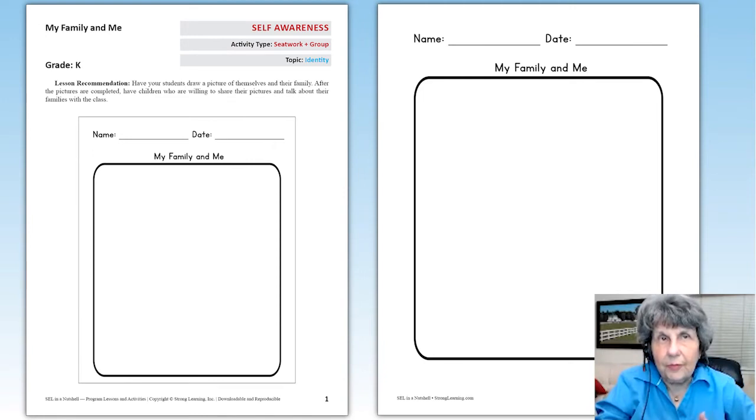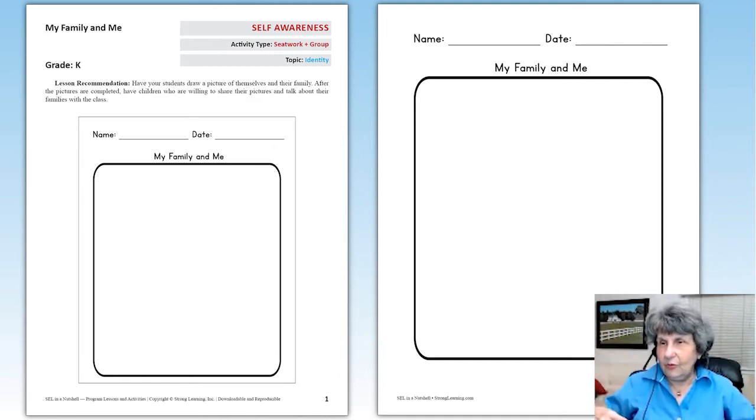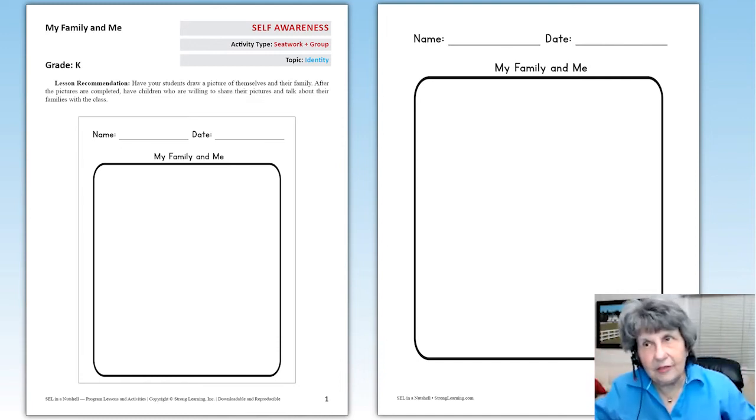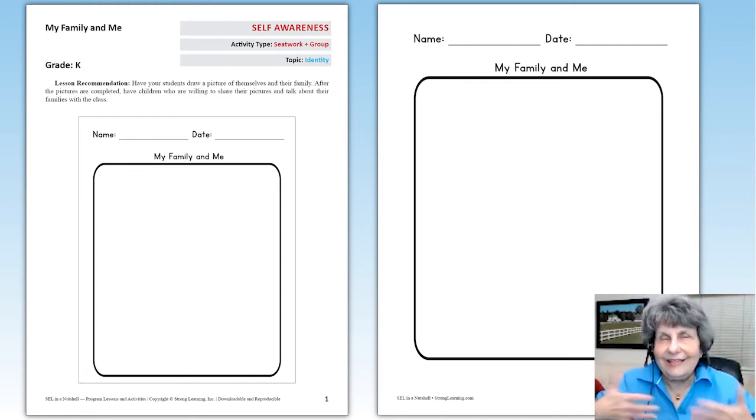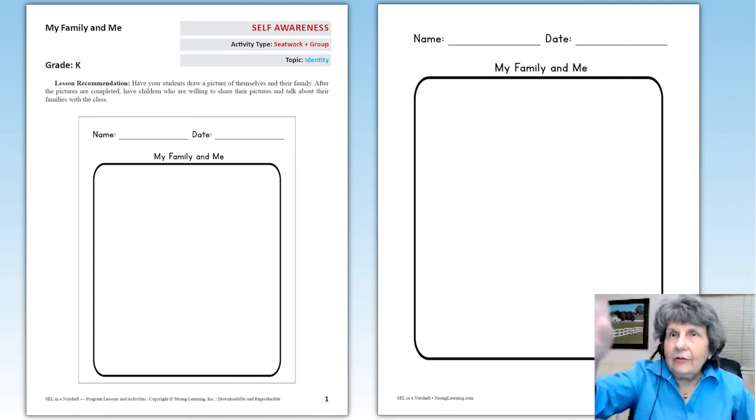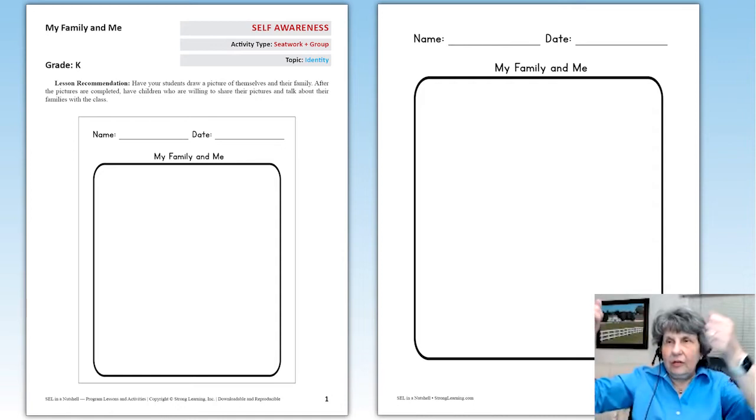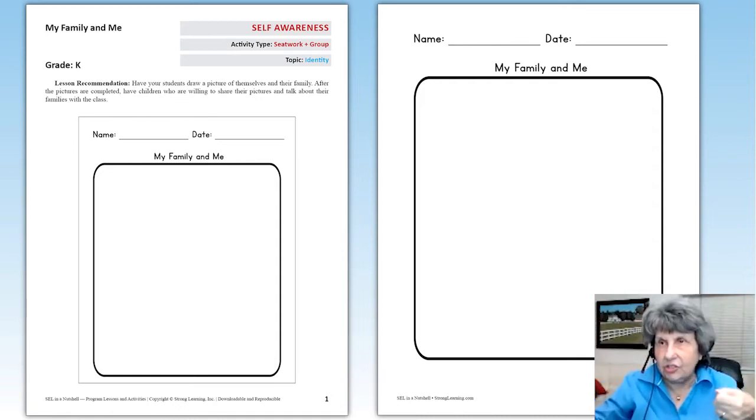Have your students draw a picture of themselves and their family. After the pictures are completed, have children who are willing to share their picture and talk about their families with the class. I have follow-up activities where you actually invite the families in and you introduce, this is my mommy, this is my uncle, this is my sister, but this is the family. They're getting their identity. Okay, now one sheet is what the child gets, my family and me, and physically when you download it, they're going to be attached.